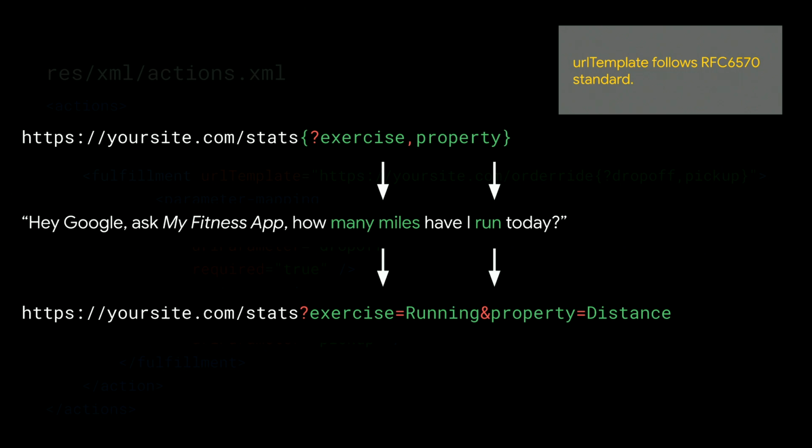We're then going to look at the text of that, and we're going to find out that they're talking about how many miles that they've run. And we're going to be able to extract out the structure parameters of running for the activity and distance for the exercise property. Then we can populate those parameters into the URL. You can see here what the final deep link URL will look like. https yoursite.com/stats with exercise set to running and property set to distance. I think it's pretty neat how we're able to do that.